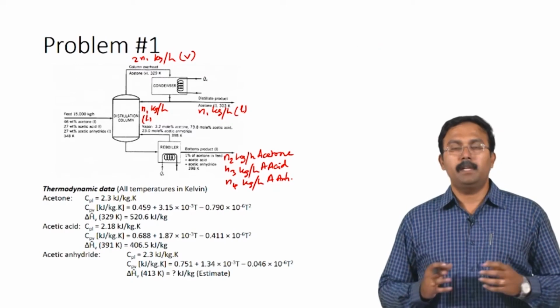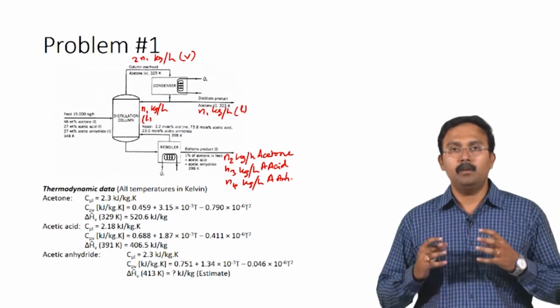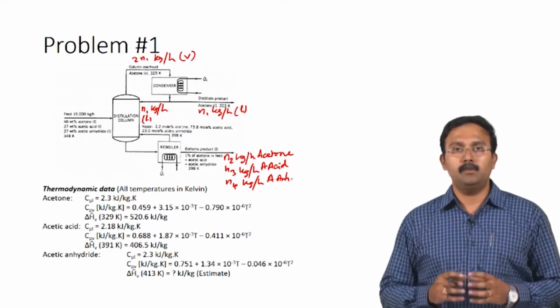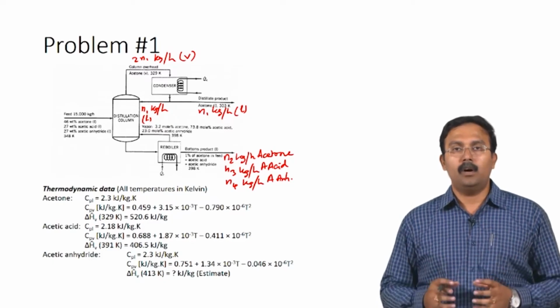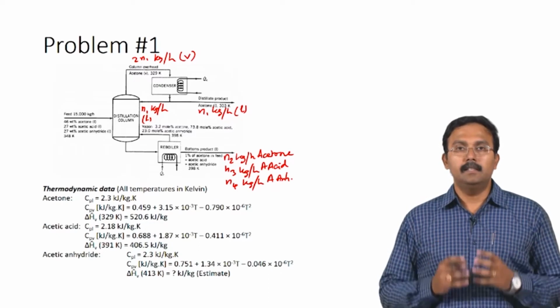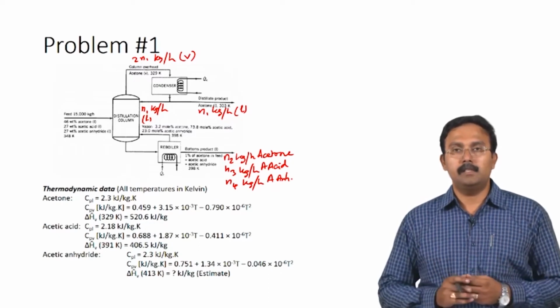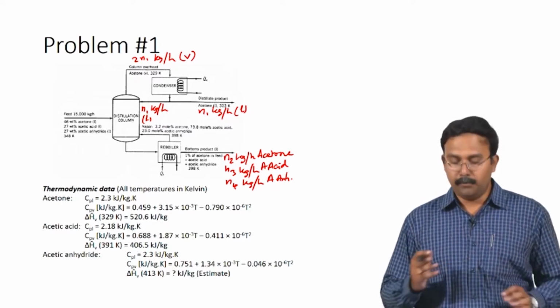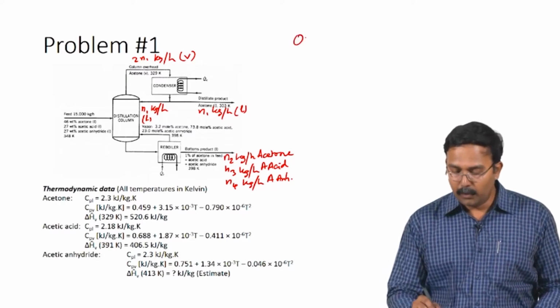Now that we have performed the calculations for the second part, we can move on to the third part, where we have been asked to calculate Q dot R, which is the heat supplied to the reboiler, and this has to be done using the overall system for the energy balance. Let us look at the overall system.